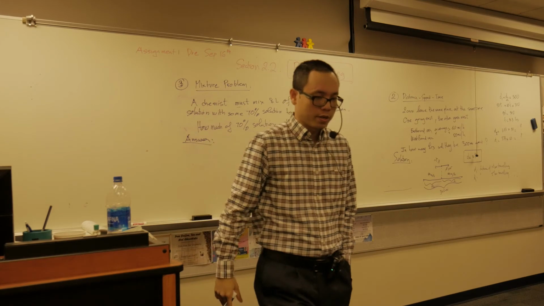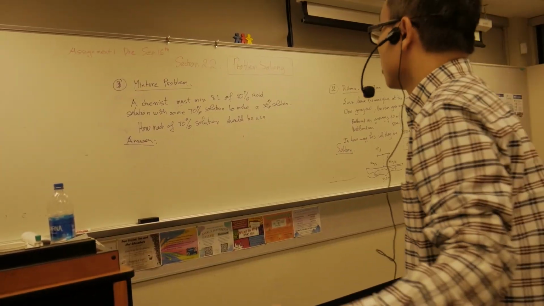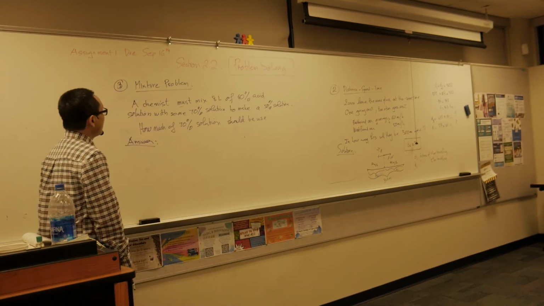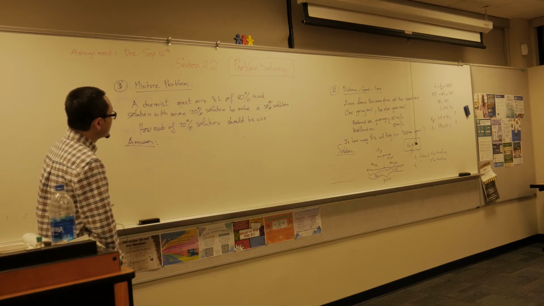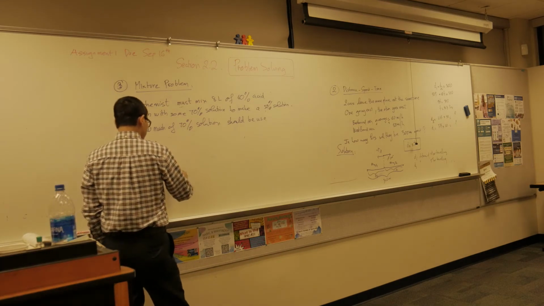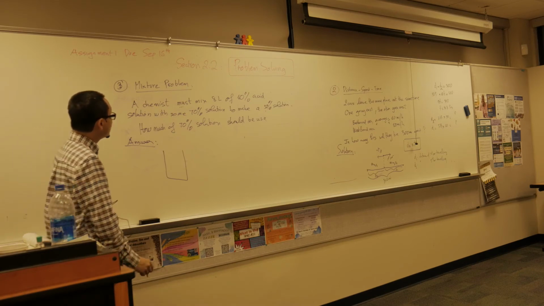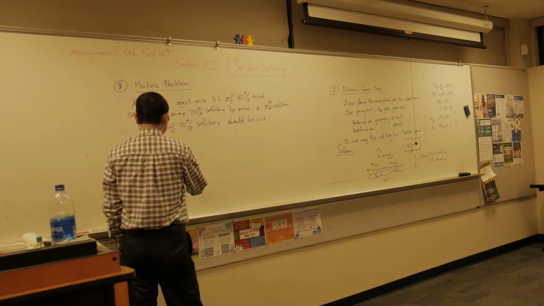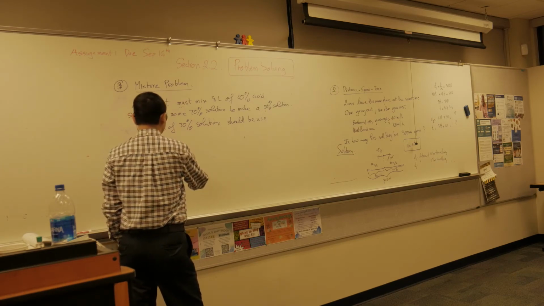When you deal with mixture problems, you should draw the picture. So I have a 40% acid solution, and you mix it with a 70% solution to make a 50% solution. Okay, so let's draw the picture. I have a container like this, and this is the 40% solution, A liters.